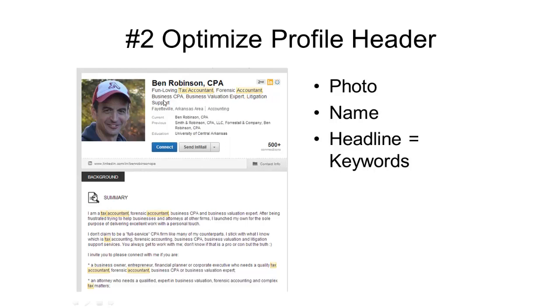Now, many people here make the mistake that they put their title. Their title does not help them at all. Instead, here you should put the keywords inside of the heading that you're going to be searched on. So here, in this case of a tax accountant, they use the word tax accountant. He also is a forensic accountant and business CPA. If you're a real estate agent, you would put realtor, real estate agent, your city name. If you happen to be a chiropractor, you would put chiropractor. You put the words in here that people would be searching on.